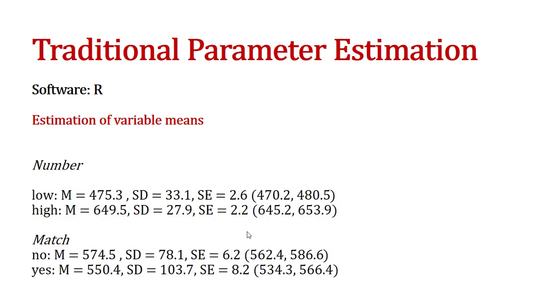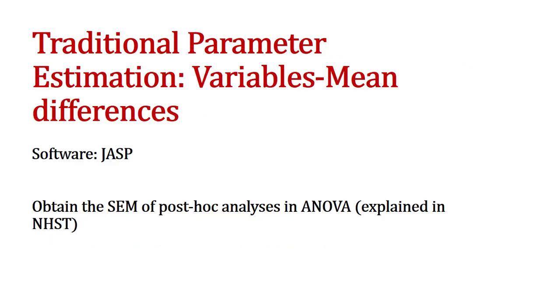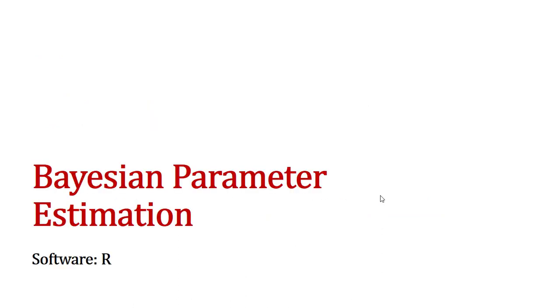Okay, so here we've got the estimation of the means in the population, and we do the parameter estimation of the mean differences. Basically, the way it's done is when doing the ANOVA. When we do the ANOVA, we get the standard error of the differences in the post hoc analysis, and this will be explained when I explain the NHST. Okay, so let's move to Bayesian parameter estimation.